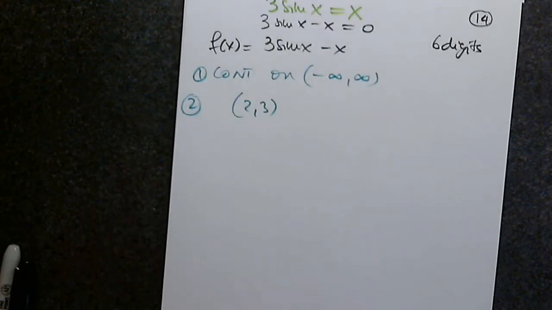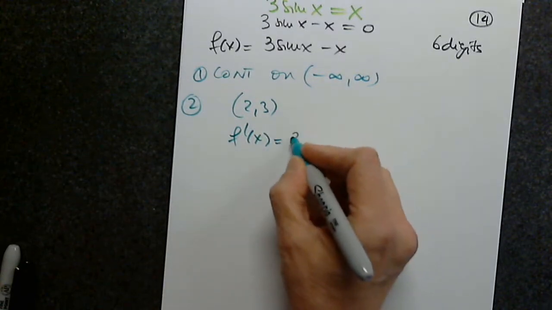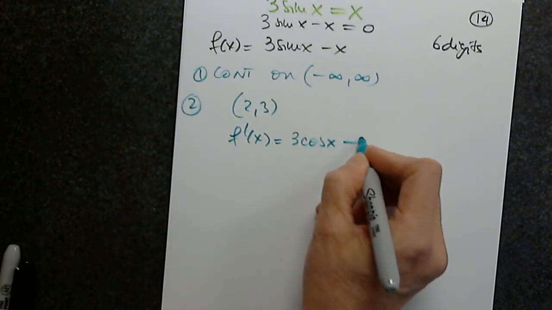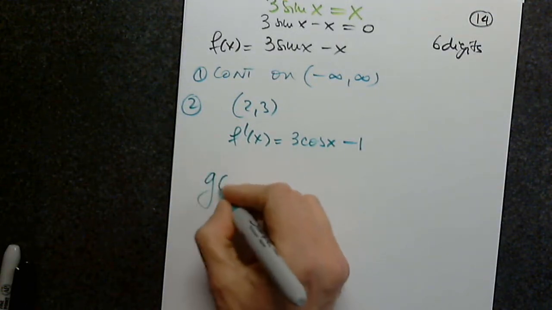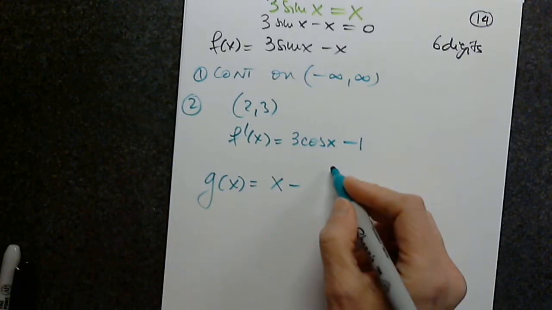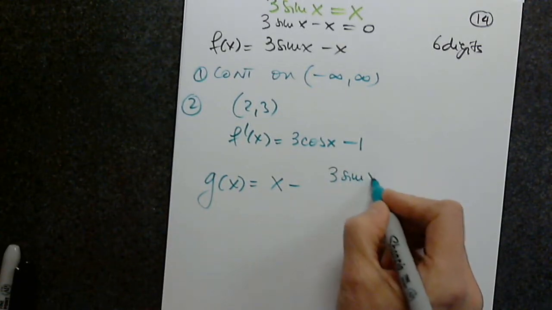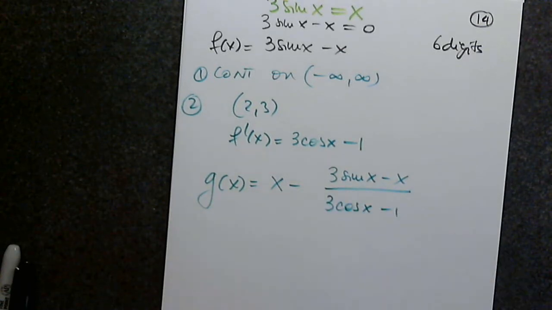Perfect. So f prime equals 3 cosine x minus 1. There is no danger. You can start at 2 radians or 3 radians. The derivative will not be 0. We have to create the function that we plug in: x minus (3 sine x minus x) over (3 cosine x minus 1).